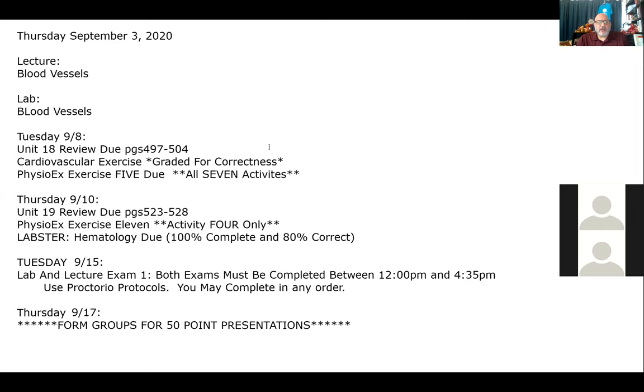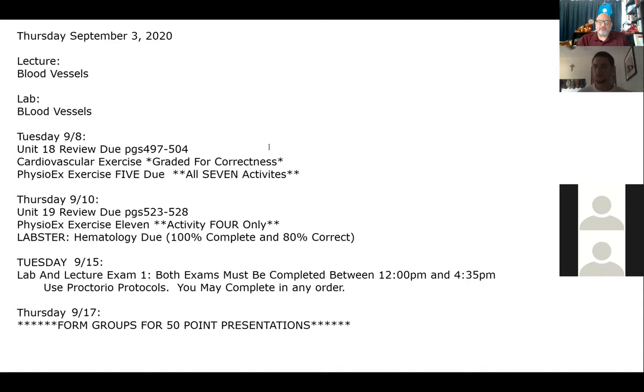All leading up to Tuesday the 15th, when you are going to take your lab and lecture exam. The exams have to be completed during class time, so that means they will not be available till noon, and at noon you will be able to start taking them. They must be completed by 4:35 p.m. So if you start the lab exam at 4:15, you're going to have 20 minutes to complete that lab exam, because everything gets shut down at 4:35. So it is important to make sure you complete them during those times.